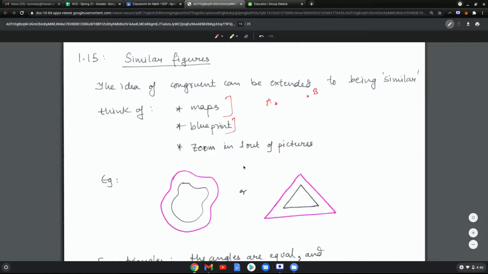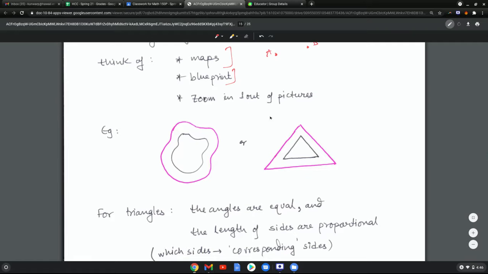Blueprints for buildings are smaller than the actual dimensions of the building. Or when you zoom in and out of pictures, the aspect ratio remains the same. Another example visually is to say that the black and purple figures are similar. So our intuitive notion is that they are not the same, right? But they share some property which makes them what we call similar.